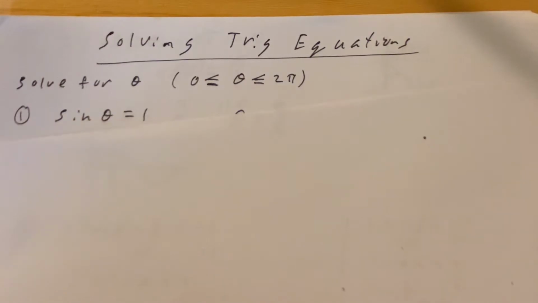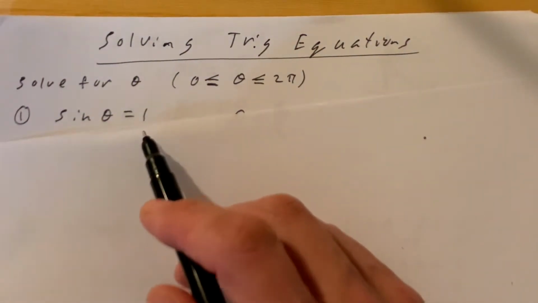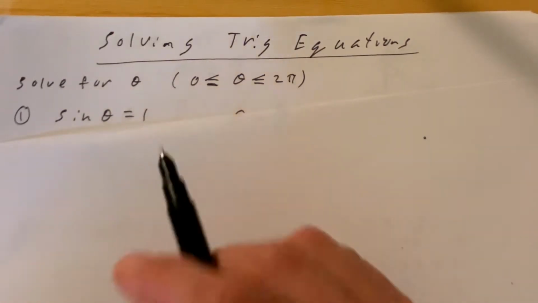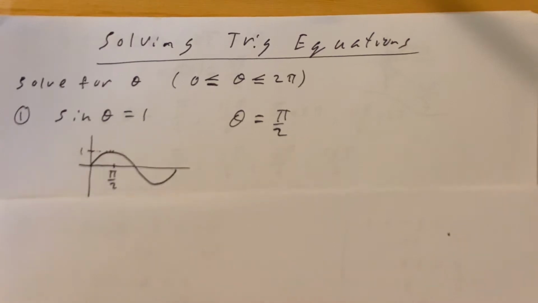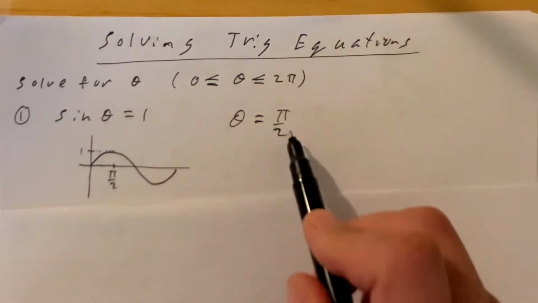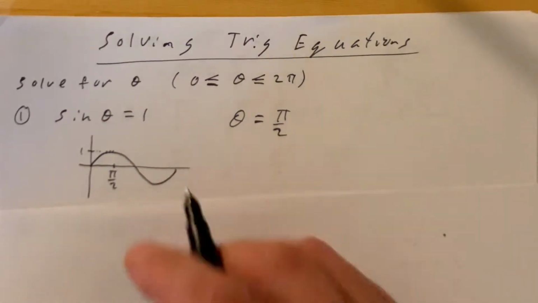First one we're going to look at. So sine theta equals 1. This is pretty straightforward. If you draw the sine graph, sine theta equals 1 at pi over 2. Okay, so look at the sine graph, pi over 2, sine theta equals 1 there. So the only answer is pi over 2 between 0 and 2 pi.